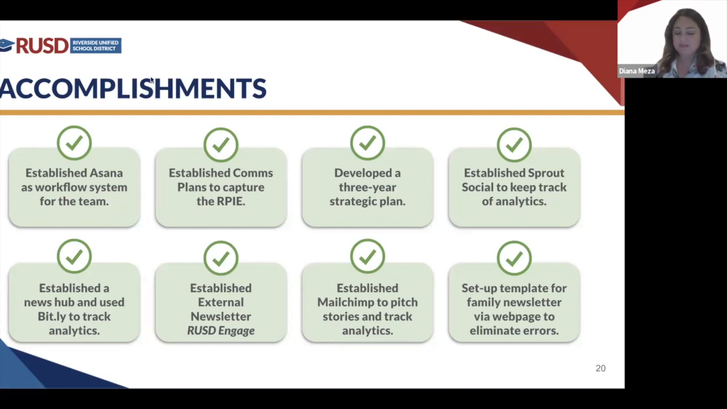We established MailChimp to pitch stories and track analytics. So we send that out every 2 weeks to our media. And that's how we want to preserve our media list. So we send it in a group so that we don't lose subscribers. So that's been working really well for us. We set up a template for family newsletters via the webpage just to eliminate errors. So we use that as the landing page, and it's been doing well too. And we don't have to create another template, but it's on our website, and so everything's there in real time.